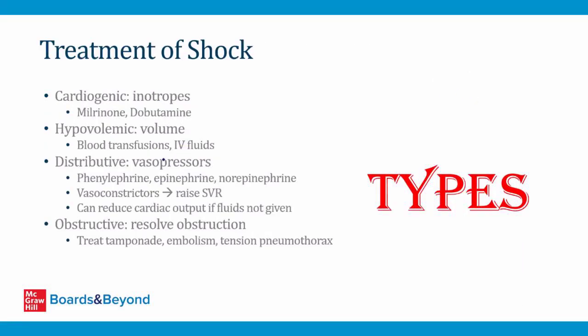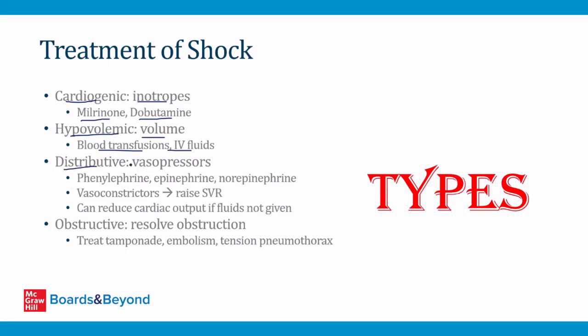So like I mentioned earlier in the video, the treatment of shock depends on the type of shock. So patients who have cardiogenic shock usually need inotrope drugs. I talk about these drugs in other videos, but these are drugs like milrinone and dobutamine, and they make the left ventricle contract more vigorously. Patients with hypovolemic shock need volume, so they need blood transfusions or IV fluids. This is the treatment of hypovolemic shock.